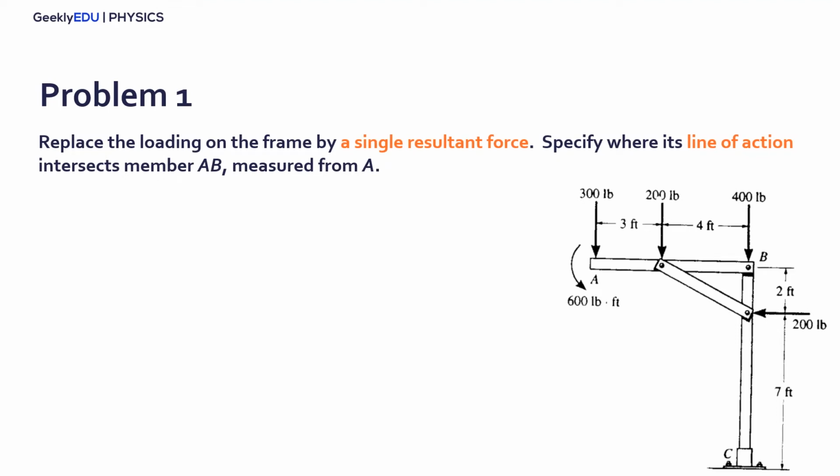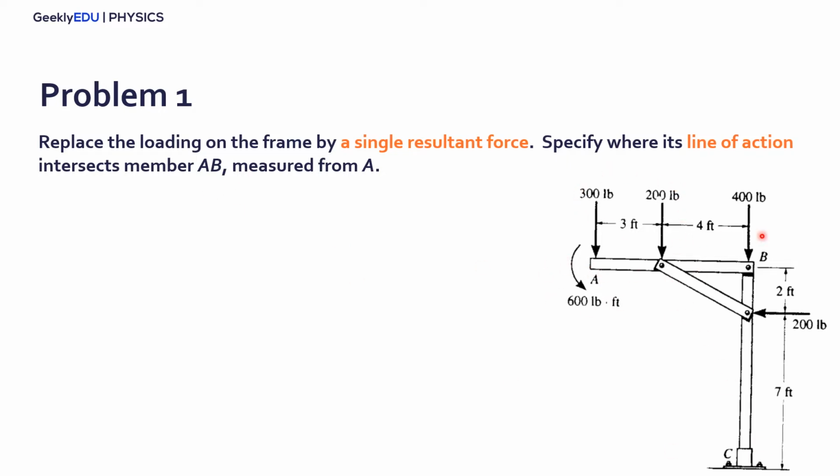So here we are with our problem number 1. For this problem, we have this frame here with several loads acting on it, okay? And we want to replace the loading on the frame by a single resultant force and also specify where its line of action intersects member AB, right on top here, measured from A, okay?